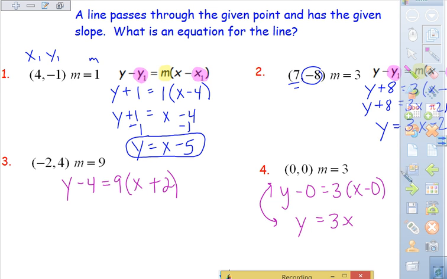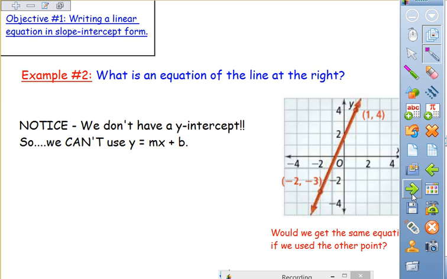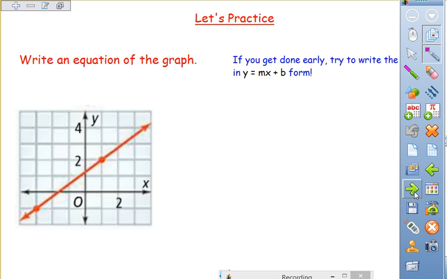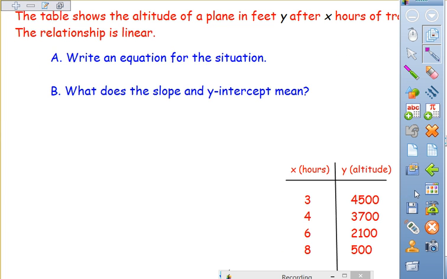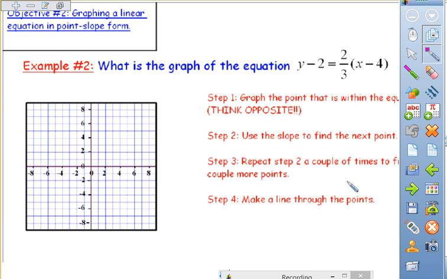We are going to jump ahead 3 slides. So 1, 2, 3, and then we're going to end up here. So this is on page 24 of your note packet. The next objective we're going to cover is graphing a linear equation in point-slope form. What is the graph of this equation?